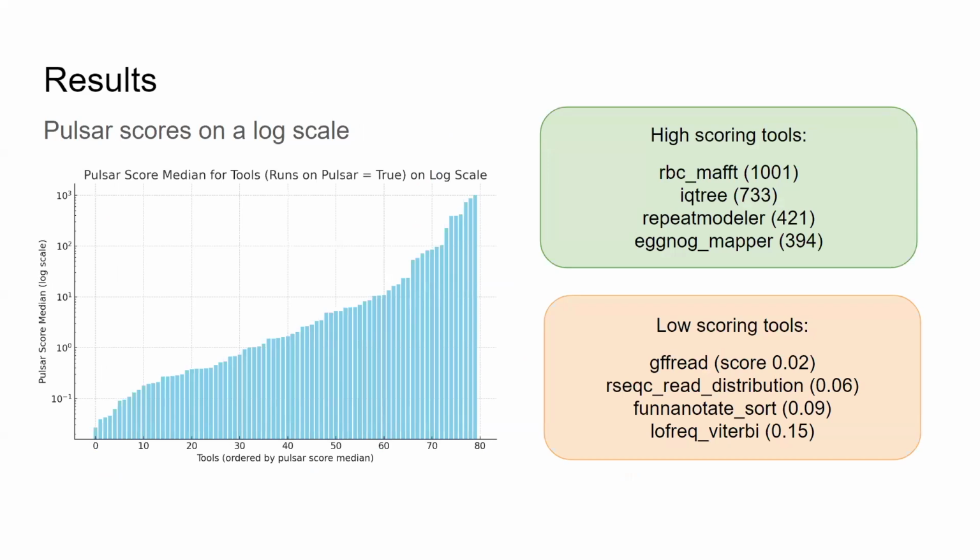And so I've plotted this on a log scale because if I used a regular one, the smallest ones would be vanishingly small. There are some very high scoring tools like MUSCLE. There are very low scoring tools like GFF Read. And if you look at some of the jobs, I can't believe we've been running them on Pulsar at all. And so we want to encourage the high scoring tools to go to Pulsar and perhaps avoid Pulsar for the low scoring tools.